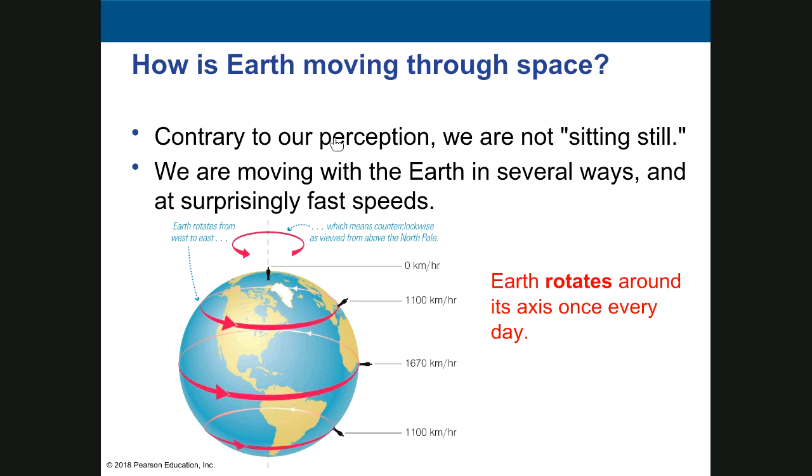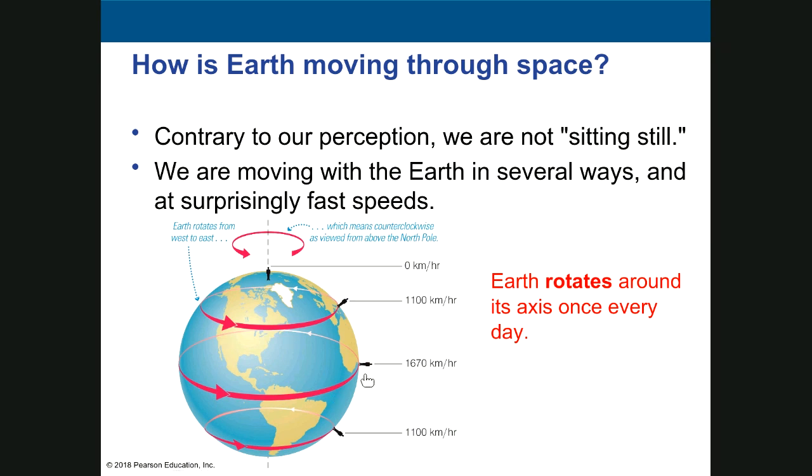I like the word rest. So we are moving in several ways, and with the Earth itself in several ways. And you'll notice the speeds can be very, very fast. So the Earth rotates around its axis once every day. And the Earth is about 25,000-ish miles in circumference at its biggest point.